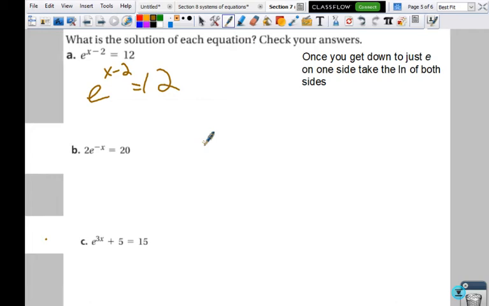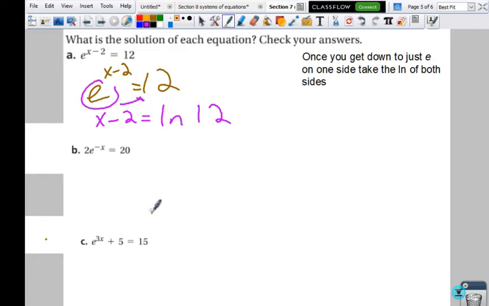Once we have just an e and an exponent on here, we're going to convert it into logarithm form. Which means we are going to bump this e over in a log, but log base e is really natural log. So I'm going to have x minus 2 equals natural log of 12. Then what do you do? Well, what's natural log of 12?